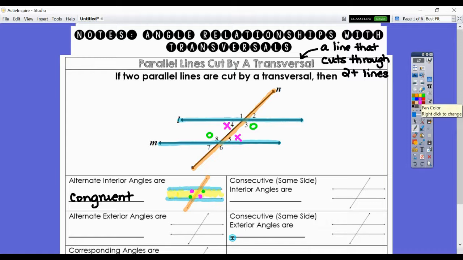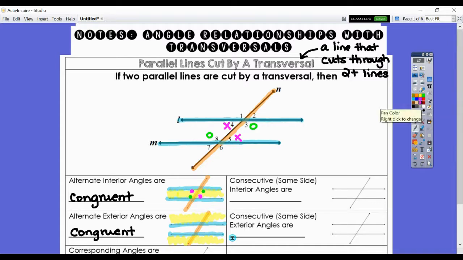The next relationship we have is if two parallel lines are cut by a transversal, then alternate exterior angles are congruent. So when we talk about alternate, again, they're on opposite sides of that transversal. So one would be on the left, one would be on the right. And then they're going to be outside of our parallel lines instead of interior. So that's going to be the yellow I'm shading outside those parallel lines in this case.